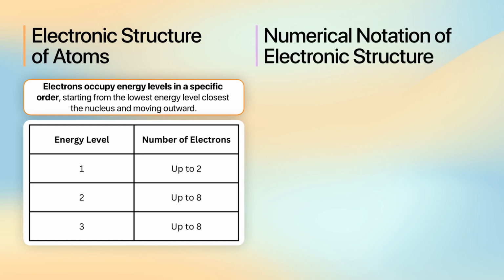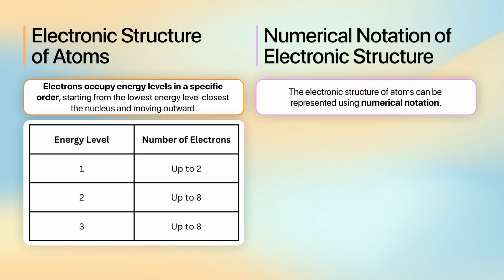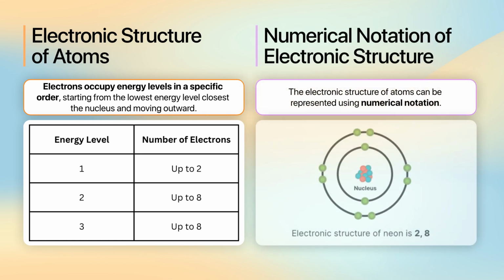We also covered how to represent the electronic structure using numerical notation. This notation helps to quickly identify the arrangement of electrons and predict the chemical behavior of the element.